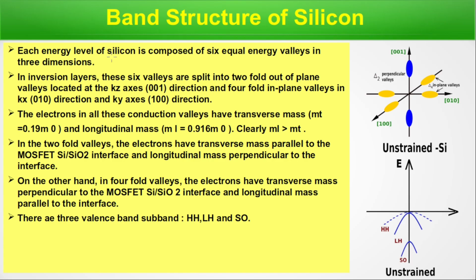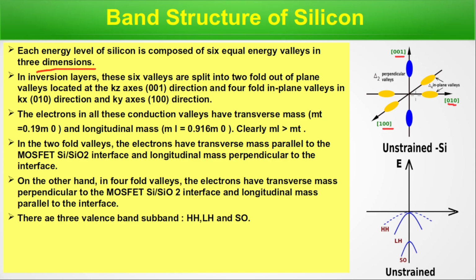Now, each energy level of silicon is composed of 6 equal energy values in 3 dimensions. This is 6-fold degenerate values. Degenerate values mean all of them have the same energy, but their directions are different. 001 direction, it's a crystal.